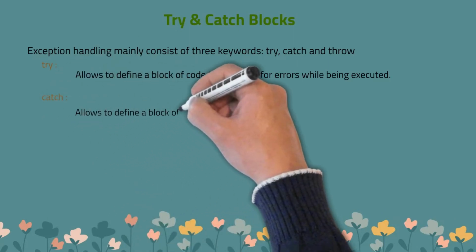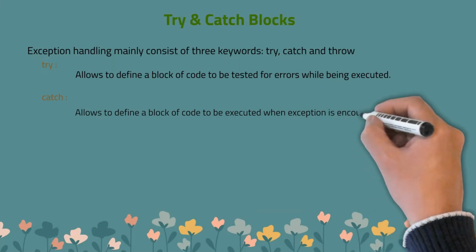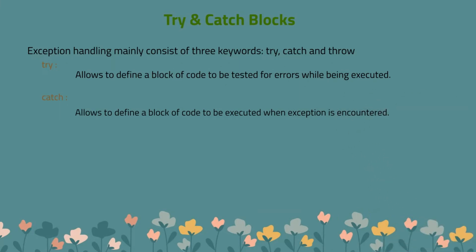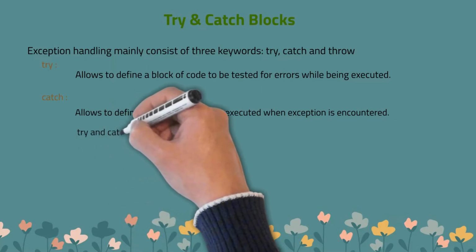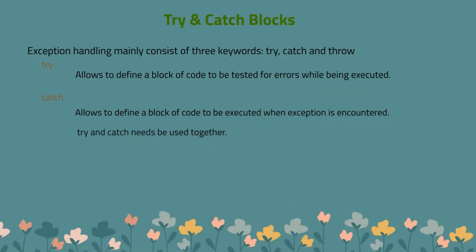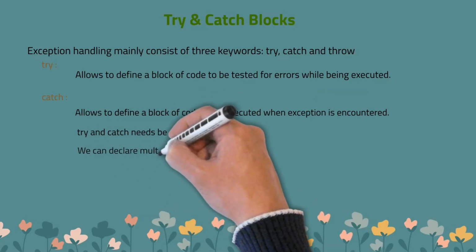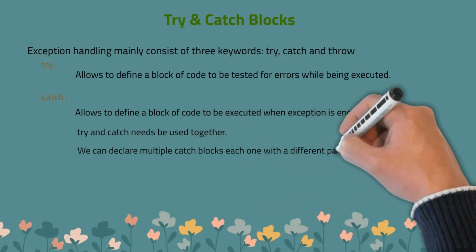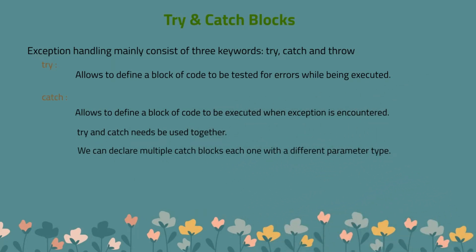The catch statement allows you to define a block of code to be executed if an error occurs in the try block. This is helpful to let users know of any error encountered and then continue execution with the remainder of the program. The try and catch keywords come in pairs and are used together. We can declare multiple catch blocks depending upon the number or type of exceptions that we are expecting from the program, each with a different parameter type.